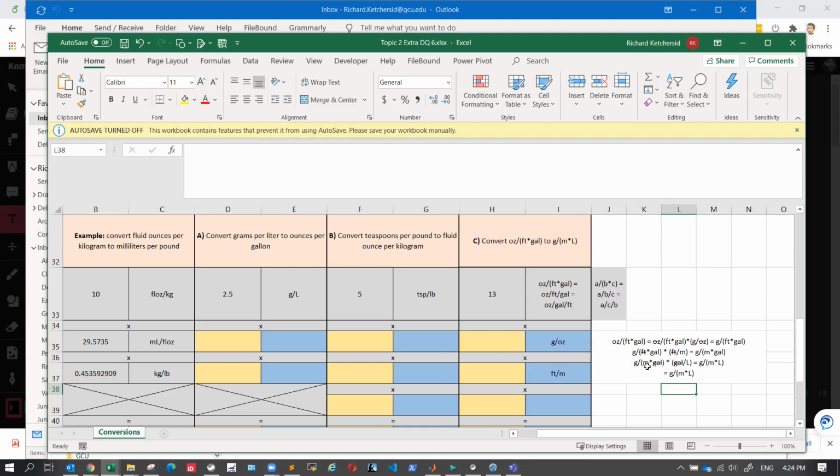Now same idea again. I've got the gallons on the bottom. I want to get rid of those and replace it with liters on the bottom. So I multiply by gallons over liters. The ratio I'm multiplying by here is gallons per liter. That's my ratio there.